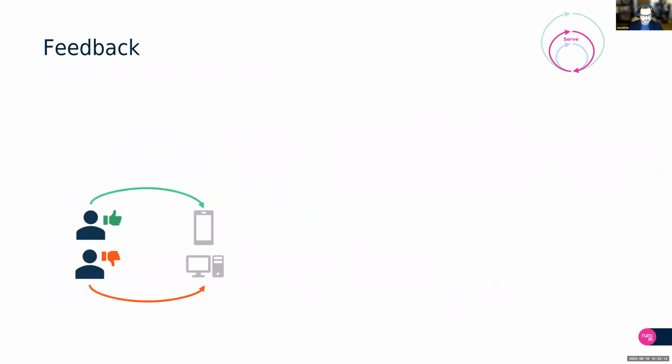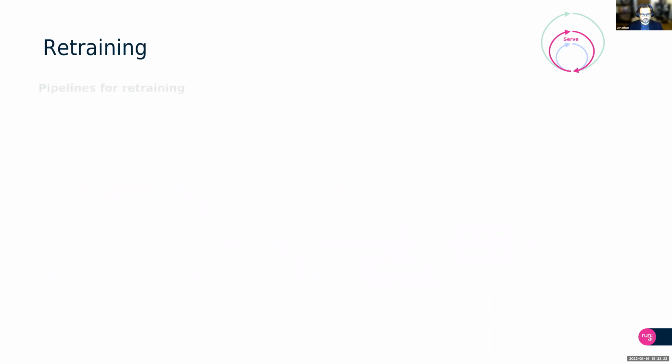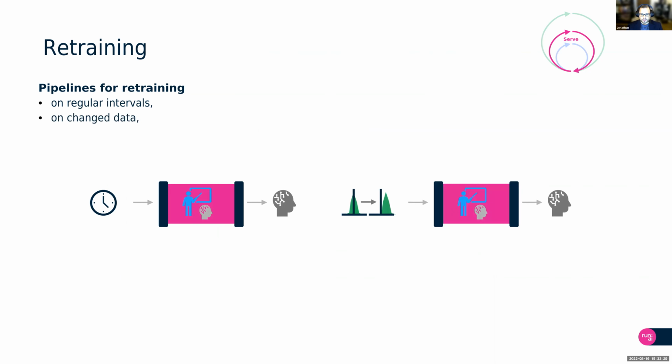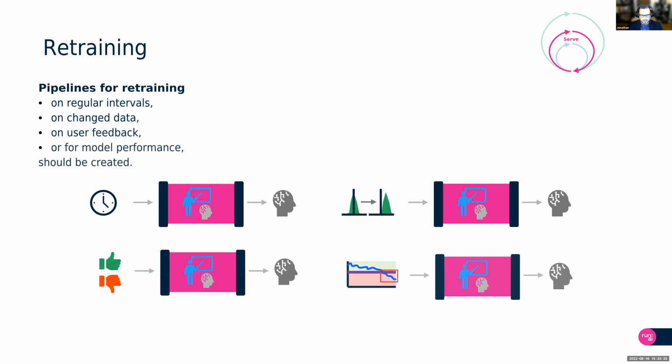And in terms of feedback, your users will give you feedback, and hopefully that goes to your server. And so you've got to set up pipelines for capturing this user feedback so that you can use it for your model retraining. And in terms of retraining, we need to create pipelines for retraining on our regular intervals, whenever our data shifts or changes, whenever we get user feedback, and also whenever our model performance isn't up to par.